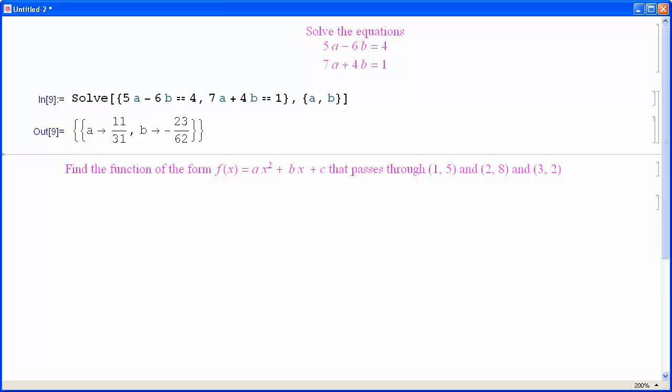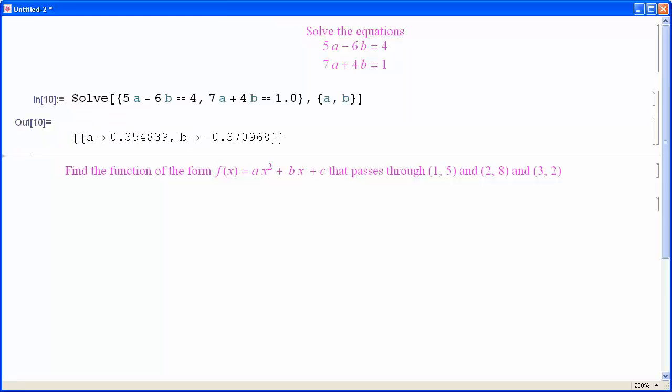If you don't want the solution in fraction form, what you want is a decimal, then again just make one of the numbers, or more than one of the numbers in the question, a decimal, and the answers will be decimal.